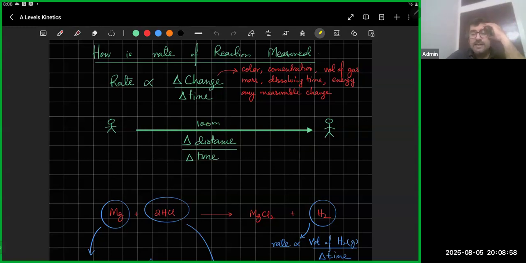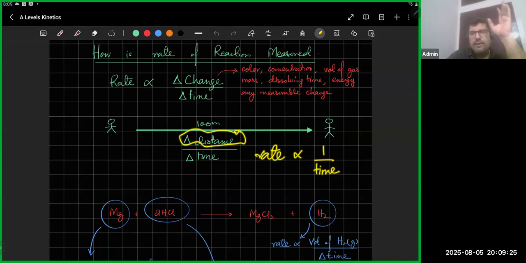So what instead is done is they keep the change constant. They don't care about the change. They just fix the change. And they just focus on the time. And that will give you the rate of the reaction. Rate of reaction is basically 1 over time. But you can ignore the change that is happening only if the change is constant.